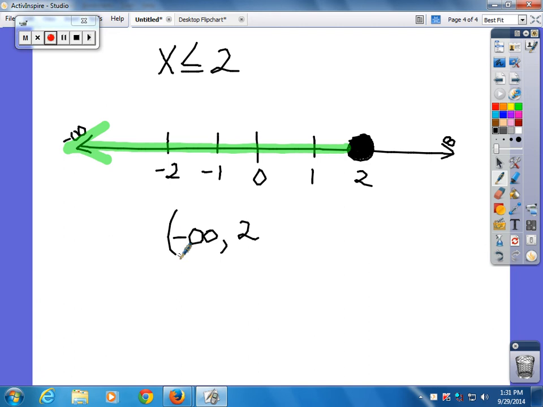What do we put on 2? A closed circle, right? What does a closed circle go with? Brackets or parentheses? So the 2 gets a what? Bracket. That is called interval notation. Interval notation is when you use the brackets and the parentheses.